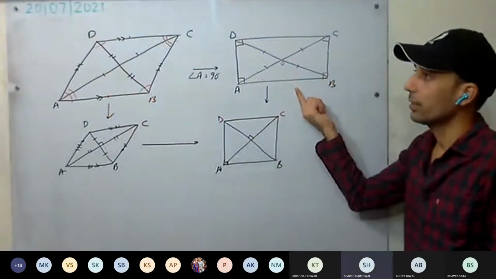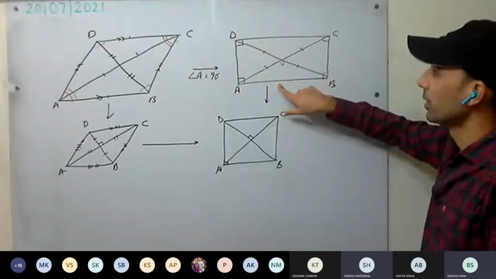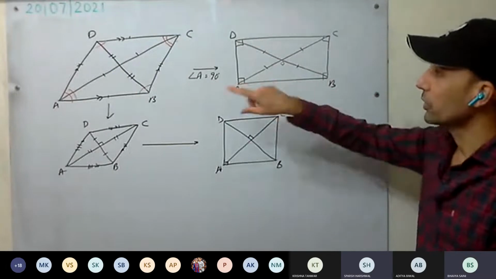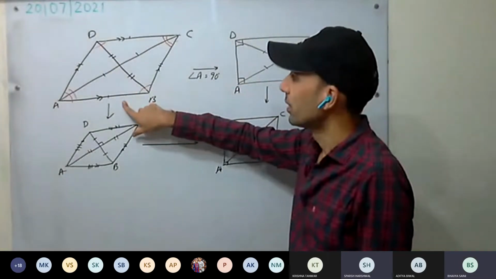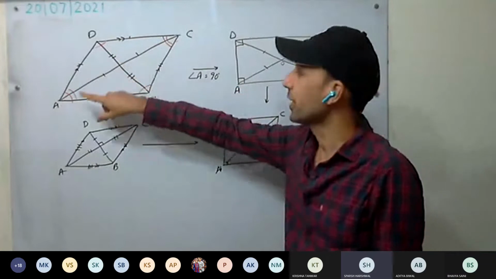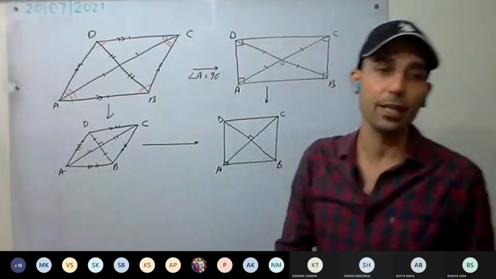Now rectangle. Sir, you left one thing. The diagonals do not bisect the angles. Yes, we have seen. Diagonals do not bisect the angles in parallelogram.